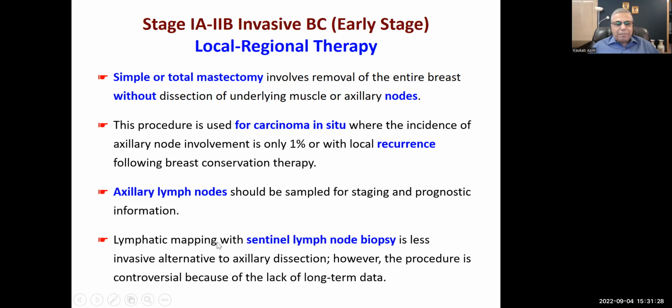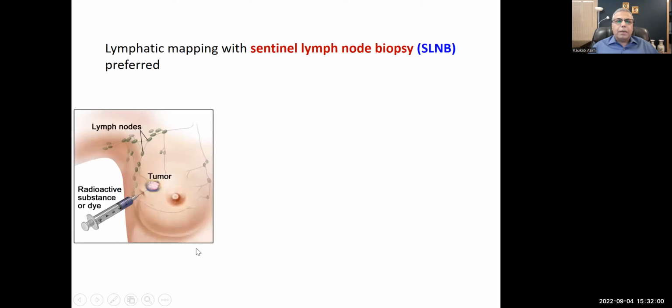This is known as lymphatic mapping, with sentinel lymph node biopsies, a less invasive alternative to axillary dissection. So one alternative is that you remove all the lymph nodes in the axilla. Now that causes problems. That can cause swelling of the whole arm, because then the lymphatic fluid from the arm will not be able to drain out of the arm. Okay, so that is why we do a procedure which is known as lymphatic mapping.